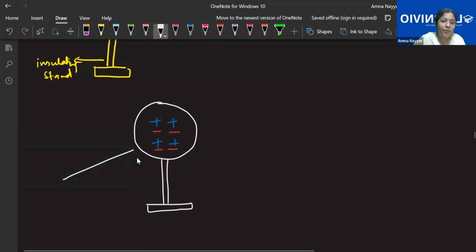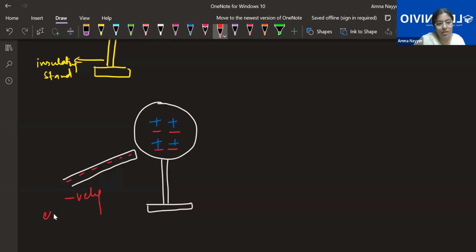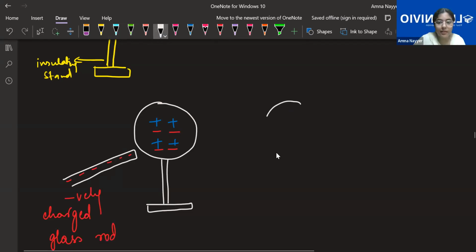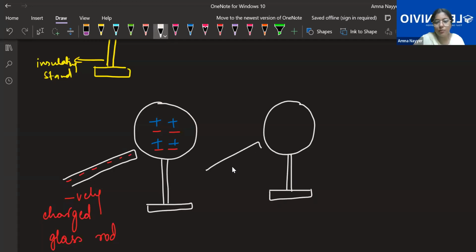So what I'll do, because I want the positive charges to be retained, I'll bring a negatively charged glass rod so that positive charges can be attracted. This is the negatively charged glass rod. Due to which, all of the positive charges will soon be attracted towards it. So this is how we're holding the charges. Positive charges will be attracted towards this side and the negative charges will be left on the other side.